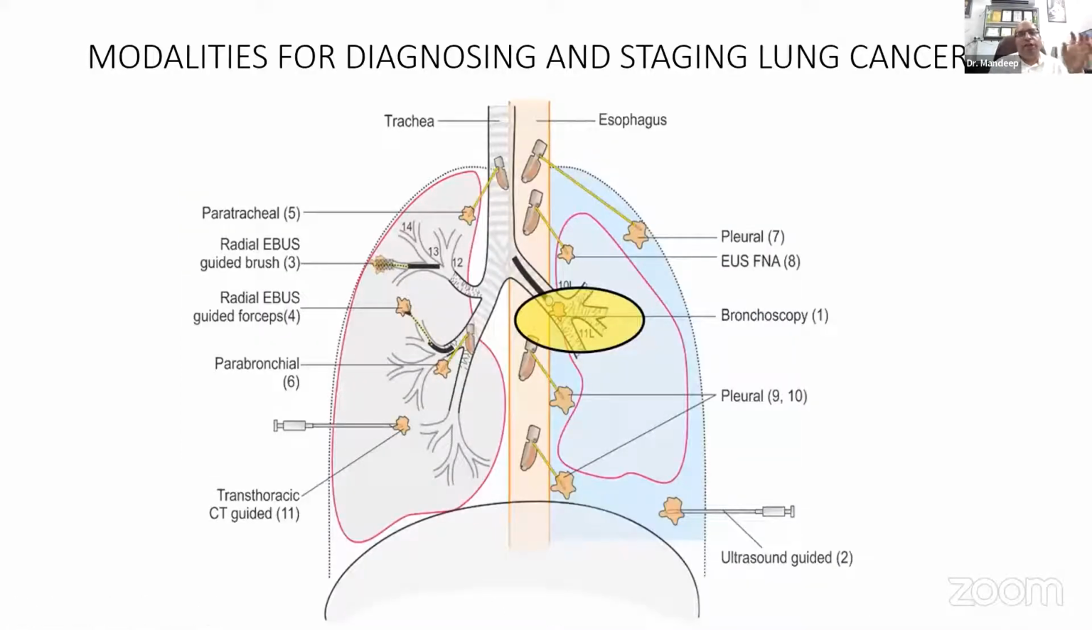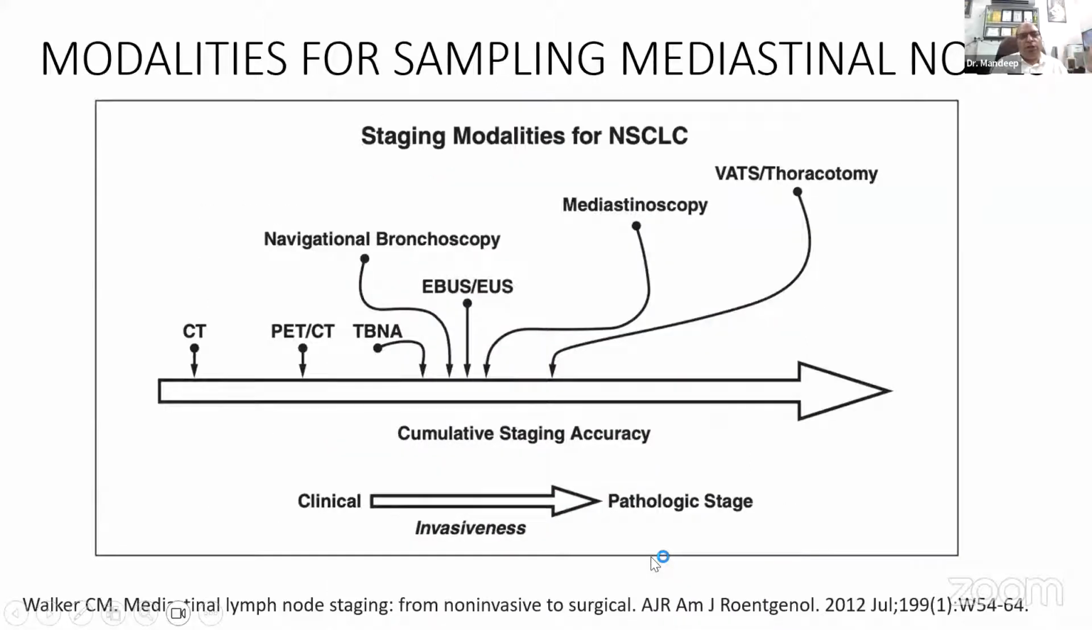So these are the various modalities which were used for diagnosis and staging of lung cancer. One is the EBUS for central lesions. For pleural-based lesions, we may use the true cut biopsy, and for peripheral lesions, we may use the radial probe. So these are the advancements.